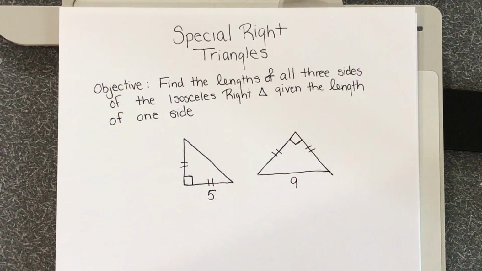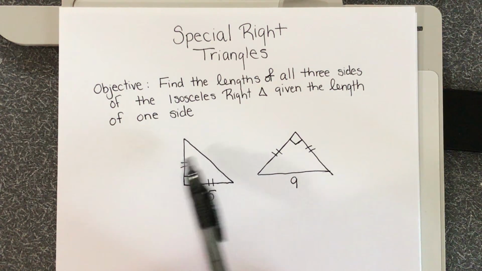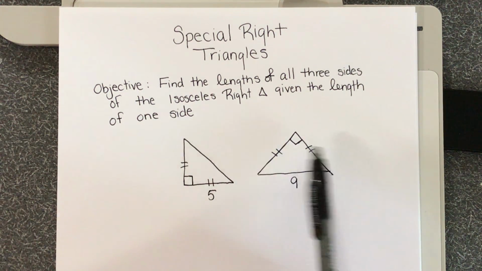So we have two types of special right triangles. And the first one we're going to focus on is the isosceles right triangle. Our objective today is going to be to find the lengths of all three sides of an isosceles right triangle when we're given the length of one side. So, by the end of this lesson, you'll be able to find out what is the length of this side, the other leg, the hypotenuse, and in this one, if I know the hypotenuse, what's the length of the other legs?